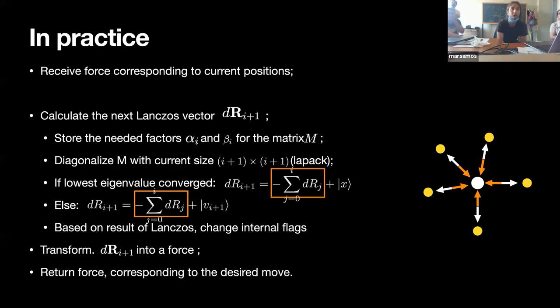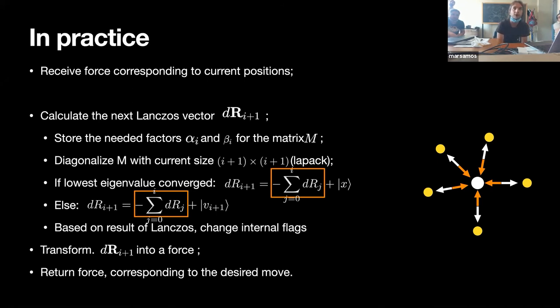So in practice, how this looks in the plugin is that we receive the forces corresponding to current positions. And then we need to calculate the next Lanczos vector, so dr i plus one. And when this is calculated, we go to the bottom, we transform the dr i plus one into a force. And so the plugin returns a force corresponding to the desired move. Everything else that happens in between is basically the Lanczos algorithm, which I outlined in the previous slide.